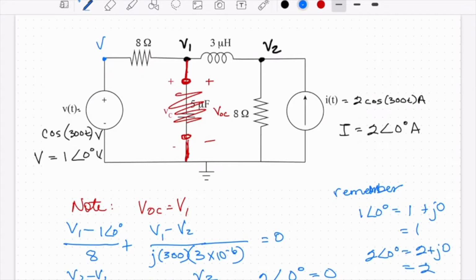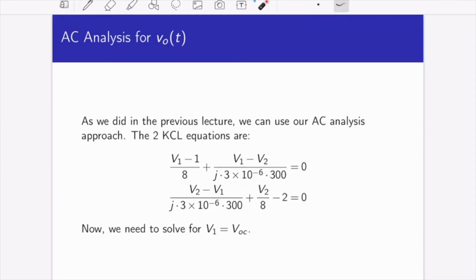So when we plug all these values in, we'll have V1 minus 1 over 8, V1 minus V2 over an imaginary number. And the same thing over here, V2 minus V1 over an imaginary number plus V2 over a real number minus 2. Now we just need to simplify those equations. Here they are written again, a little more clearly. We have to solve for V2 and V1, but what we really care about is V1, and that's VOC.